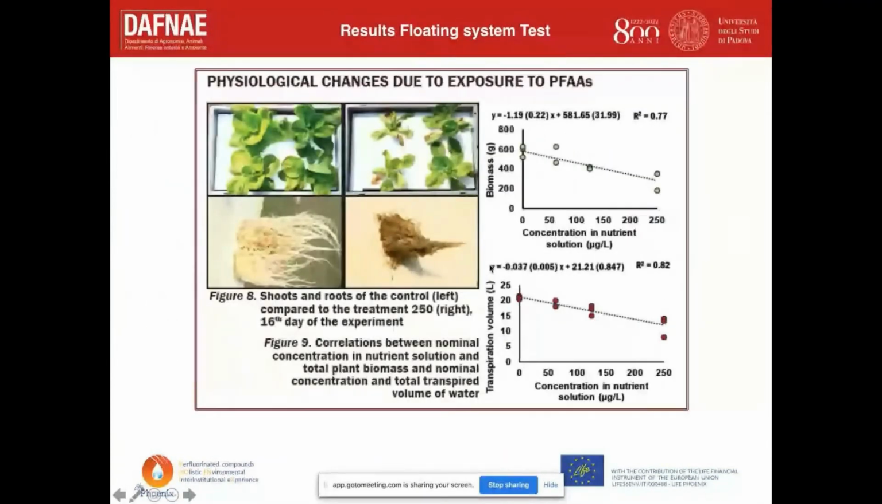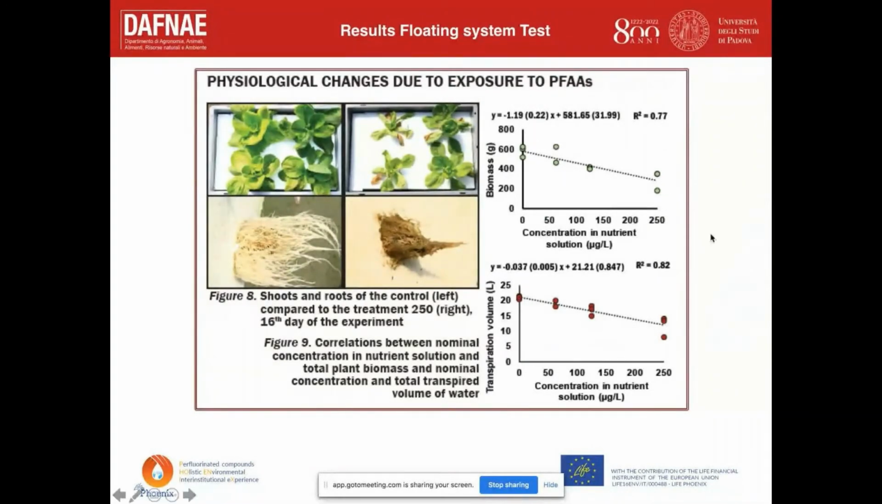During the exposure, we noticed immediately some physiological changes due to exposure to PFAS. This is a control system, where you can see perfect shoots, perfect roots, and no problem related to growth. This is the roots and shoots of the plants at the highest concentration of PFAS that we used. As you can see, there is an inverse correlation between nominal concentration in the solution and total plant biomass, as shown in the graphs.